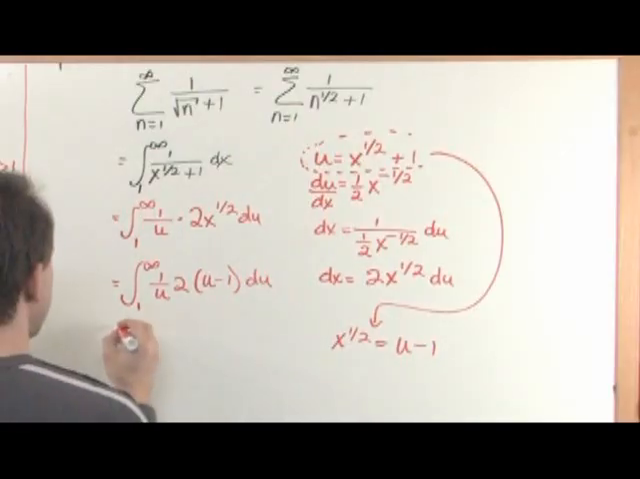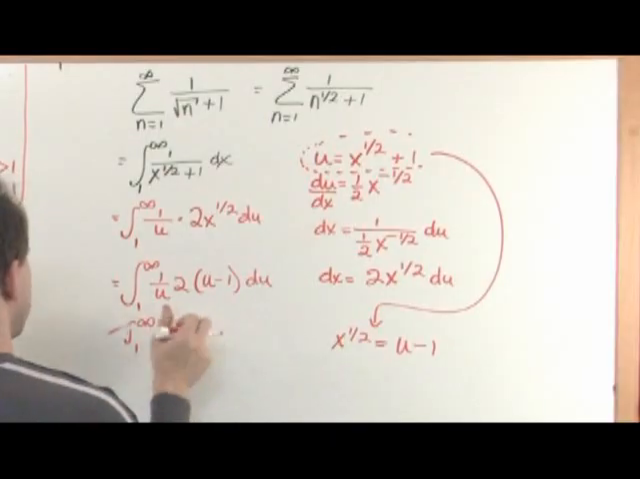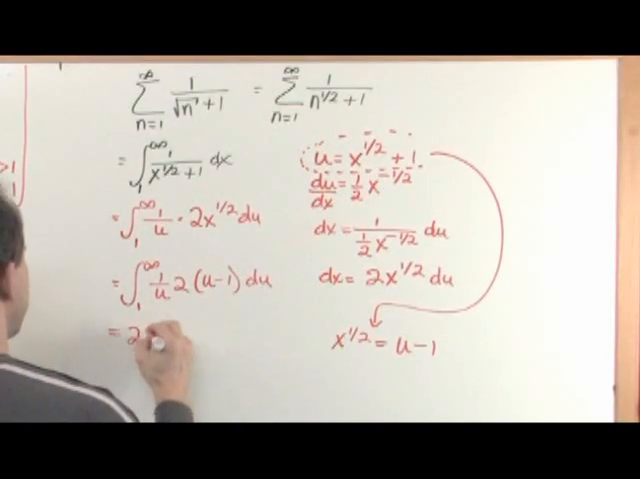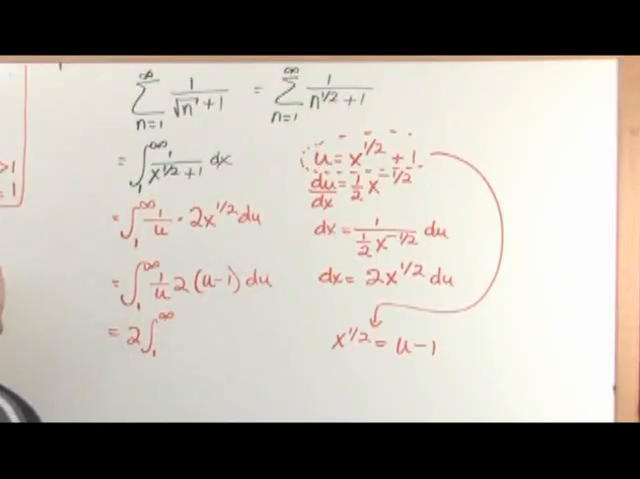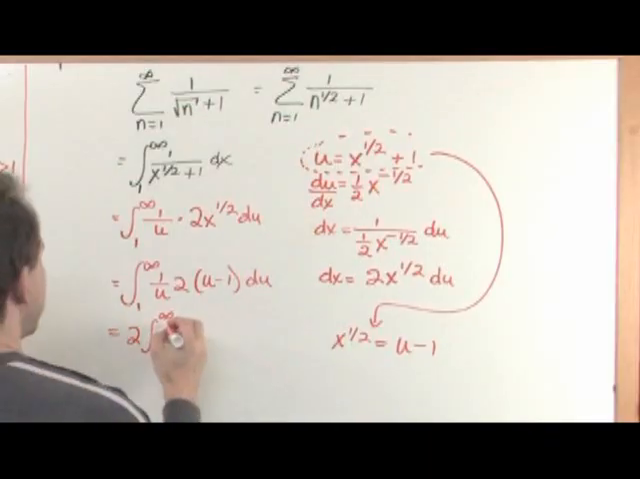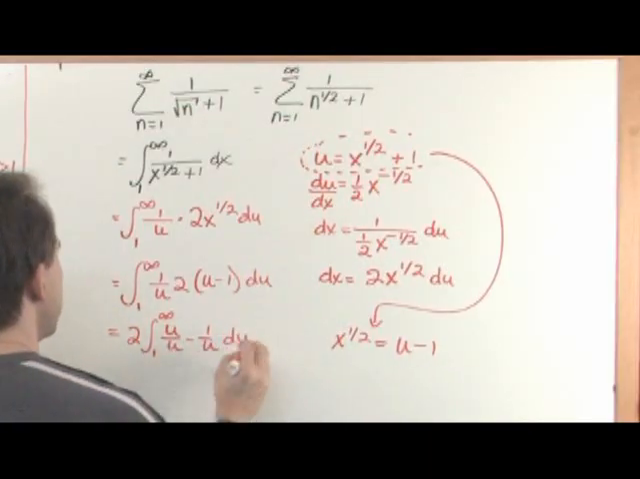Okay? So this is going to be equal to 2 times the integral from 1 to infinity. And what I'm going to have is u minus 1 over u. And so I'm going to write that as u over u minus 1 over u du. Make sure you understand that.